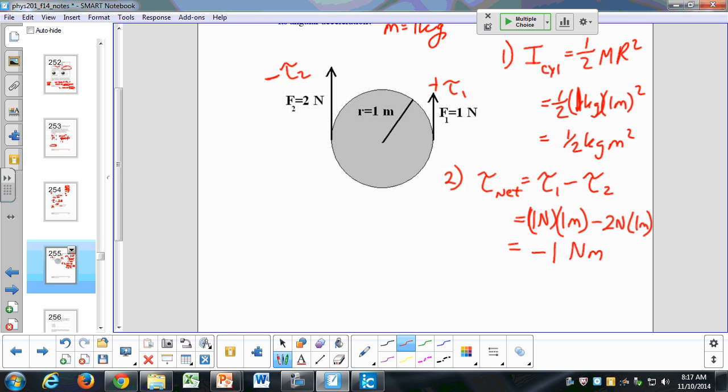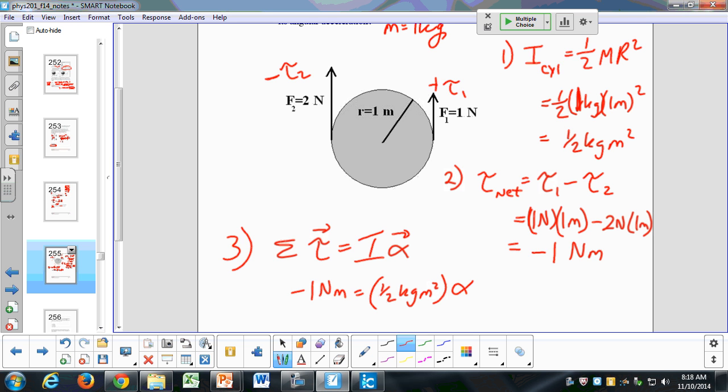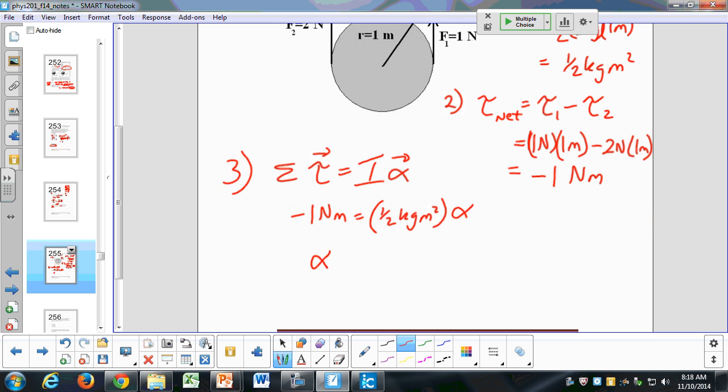And then the next step is to apply Newton's second law. The sum of the torques, or the net torque, is equal to I times alpha. Right, so this is negative 1 Newton meter equals 1/2 kilogram meter squared times alpha. So that means that alpha equals negative 2 radians per second squared. Because it's negative, that means that it's in the clockwise direction.